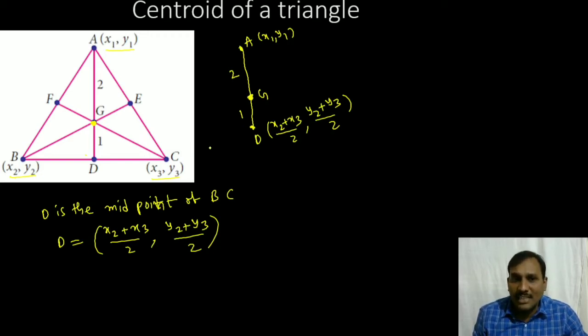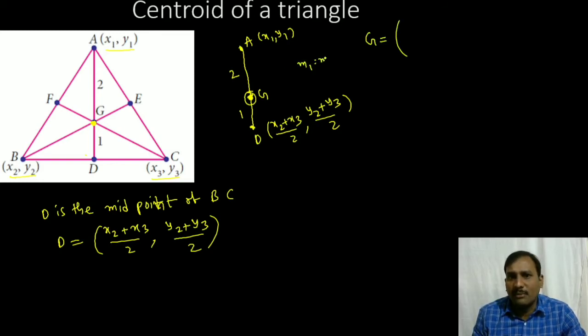So by using the section formula, can't you find the value of G? Yes, we have to find it by using the section formula. We can find it, right? So now how to find it? So G is equal to, we know the formula. What is m1 is to m2 here?